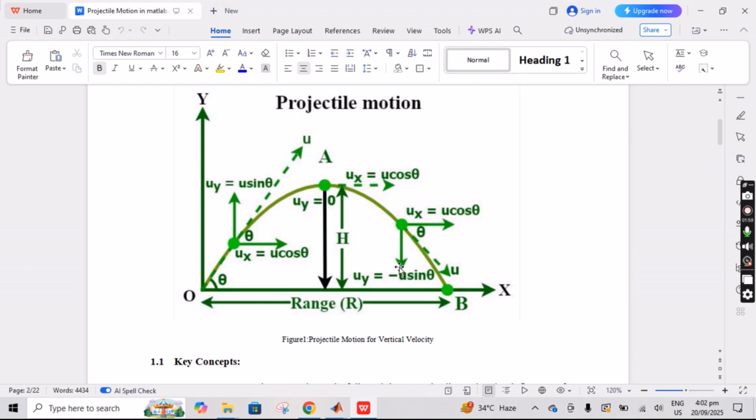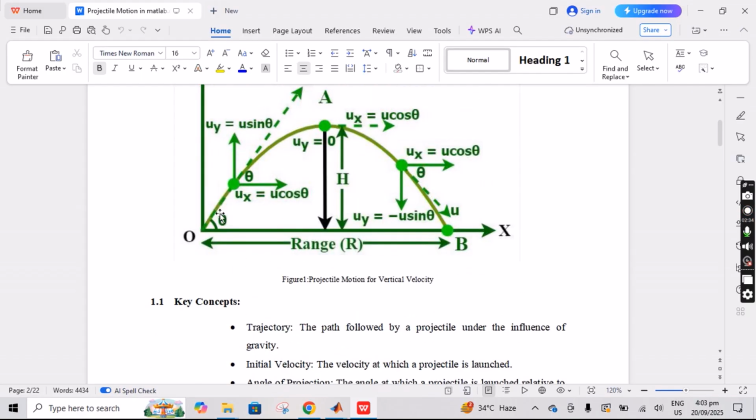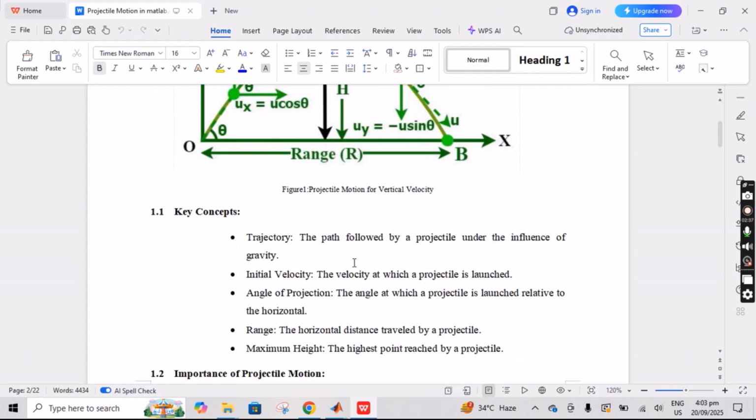When the object moves from an upper place to a lower place, the y-axis goes to the negative side, while the x-axis is on the positive side. That's why we have included the negative u sin theta in this case. The u cos theta represents the x-axis and sin theta represents the y-axis. So here is the range as well as the height.